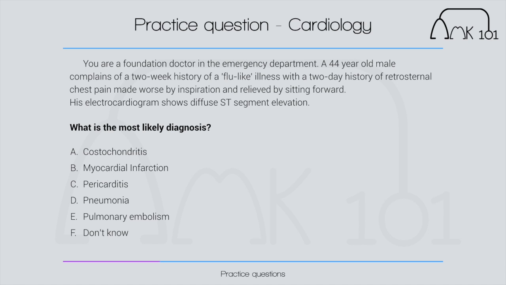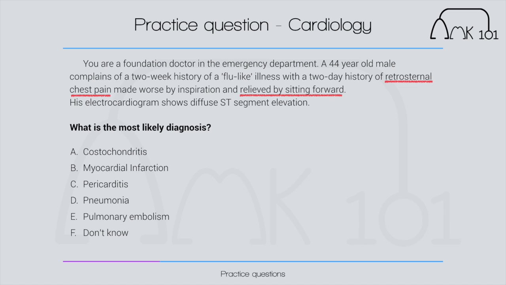This question looks very clinical, looks pretty much beyond what we want year 1 and 2 to know about, because it's a diagnosis question based on an ECG. Let's take it apart here. We've got a man who's got retrosternal chest pain, which is made worse by inspiration and relieved by sitting forward, and there's an abnormality on the ECG.